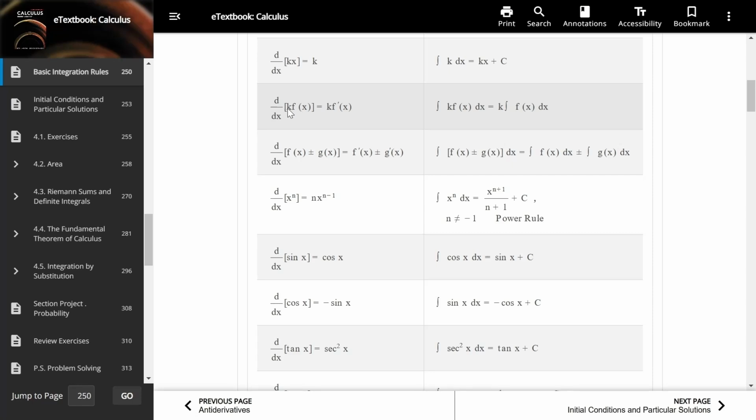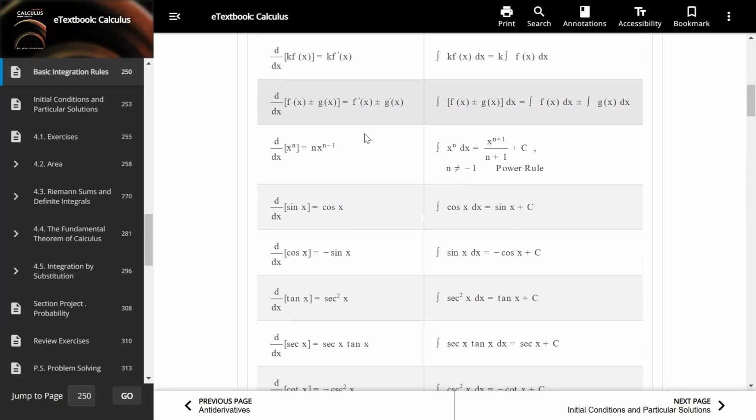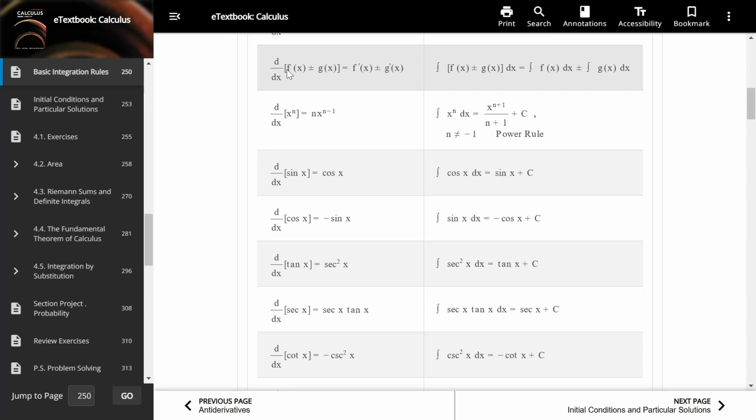It's the same here. The derivative of k times a function is just k times the derivative of that function, which is k times f prime. Then the integral will also be the same. We can take the constant outside of the integral, and then we just integrate over f. The derivative of the sum of two functions, f of x plus g of x, will be f prime of x plus or minus g prime of x, and that will be the same in the case of integrals, because the integral of f of x plus g of x will just be the integral of f of x plus the integral of g of x.